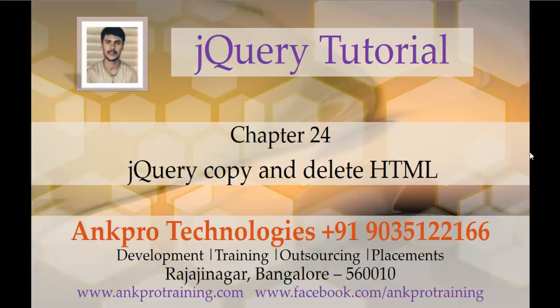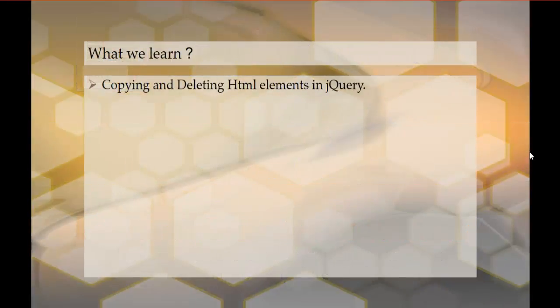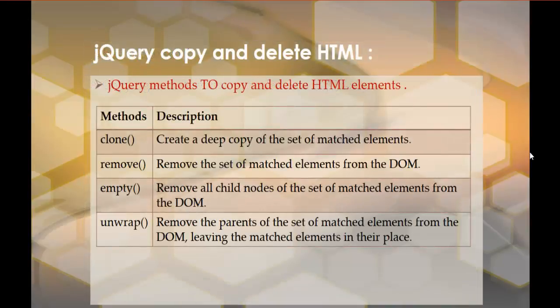My name is Harish. In this session, we are going to learn how we can copy and delete our HTML elements on the web page with the help of jQuery. So here comes the list of methods which help us in that way. These methods help us to copy or delete the HTML elements very easily. So what are the methods? They are clone, remove, empty and unwrap. The clone method is used to copy the HTML element, and remove, empty and unwrap are the methods which help us to delete the HTML elements from the web page.